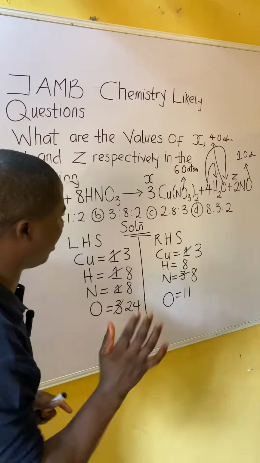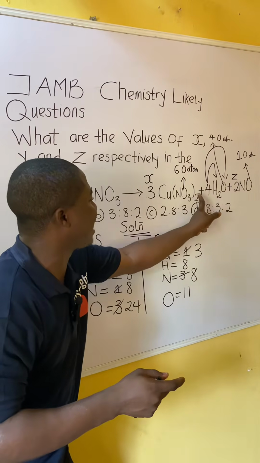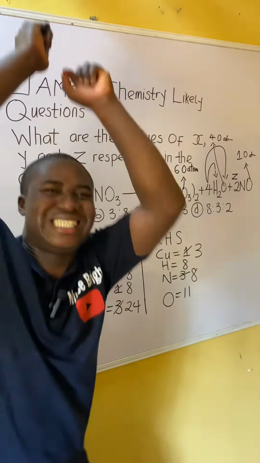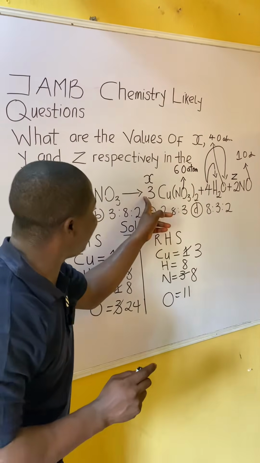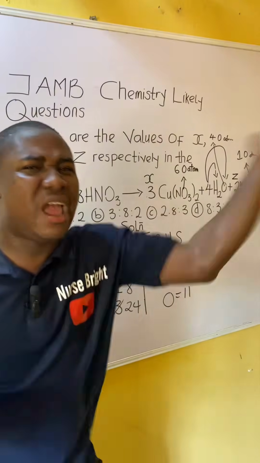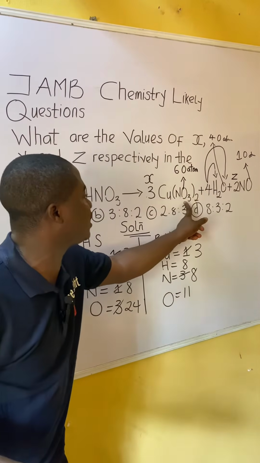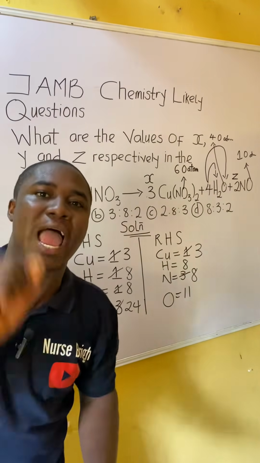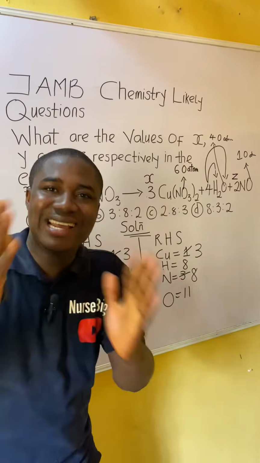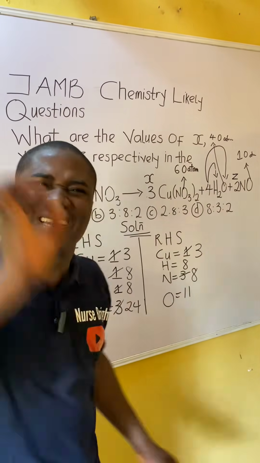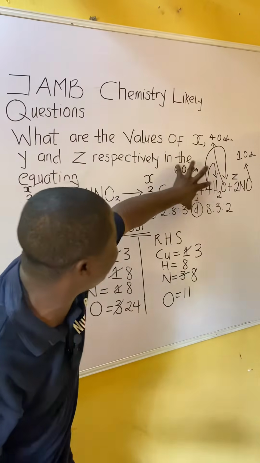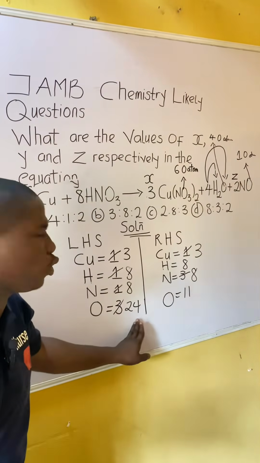So oxygen here already is 2 times 3, that is 6. So 3 standing in front of the compound is multiplying everything. So 3 times the oxygen, that is 6. So 3 times 6, what is that? 18 oxygen. Are you there? 3 times the 6 oxygen, 18. Oxygen here alone, is it up to 24?